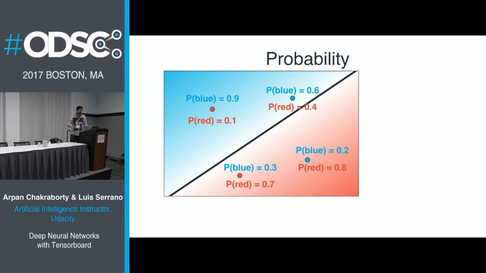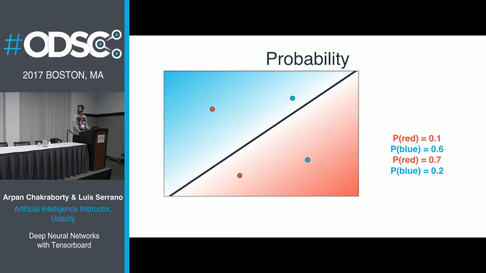And what's the probability of this entire arrangement happening? Well, let's look at the probability of each point being the color it is. And if we assume that these are independent events, then the probability of the whole thing is equal to the product of the probabilities. So given this model, these points have these colors with a probability of the product of 0.1, 0.6, 0.7, 0.2, which is 0.0084. So it's very unlikely. That's how we can tell that this model is bad.